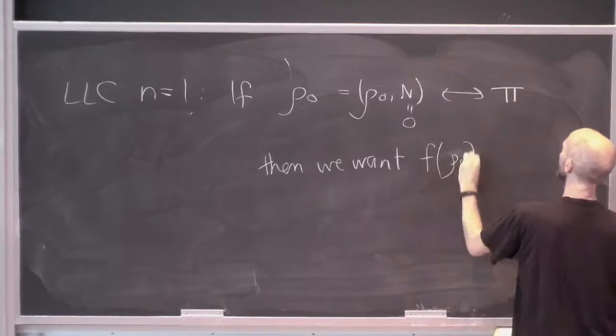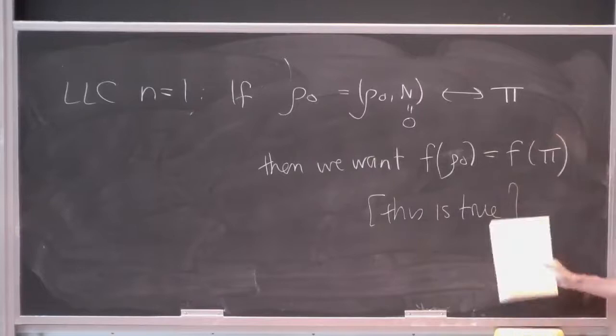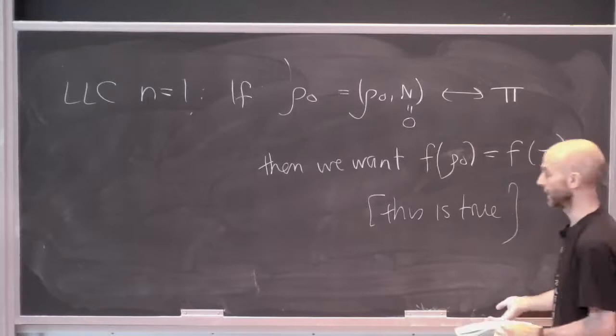And that's actually a little bit tricky to check. This is true. But to check it, you probably need to know more about f's than I've told you. So there's an example of how the local Langlands conjectures are supposed to be natural. I've got conductors on both sides, and the conductors are the same.